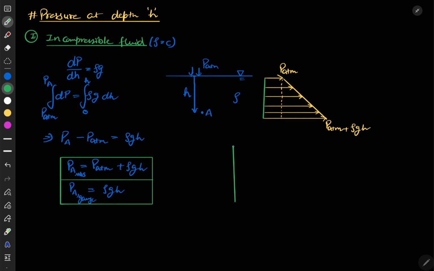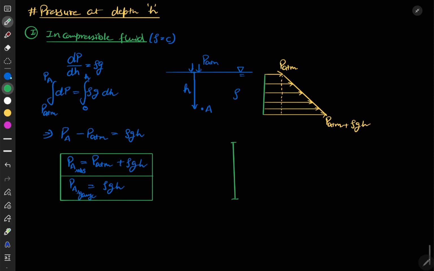Let's say from here to here, I consider two different densities. Let's say this is a plot. Here I will be showing you the gauge pressure variation only. And this is your second variation. Both variations are possible, we know that.